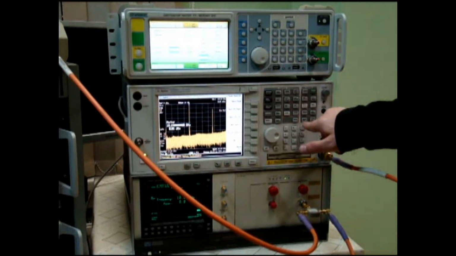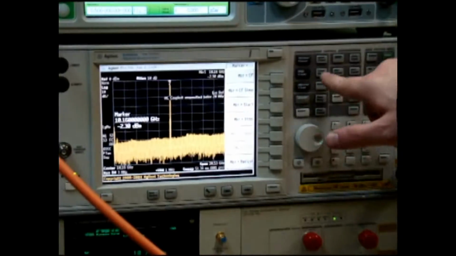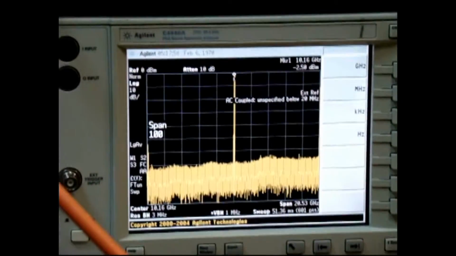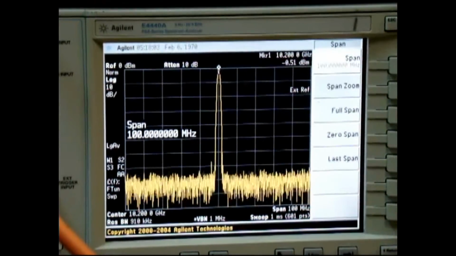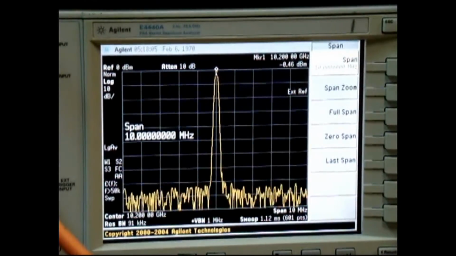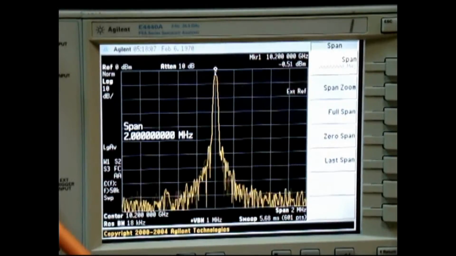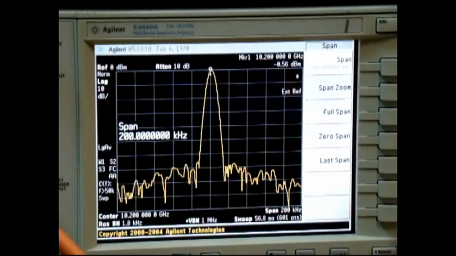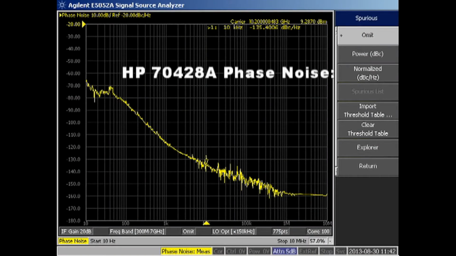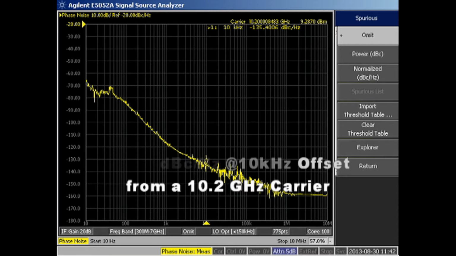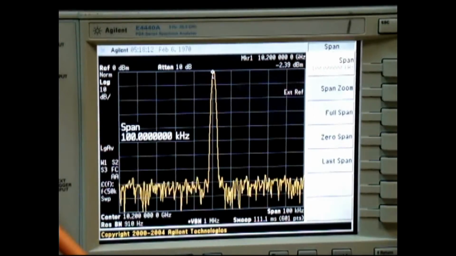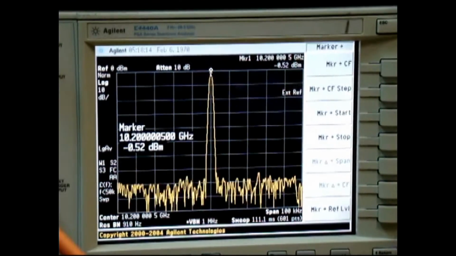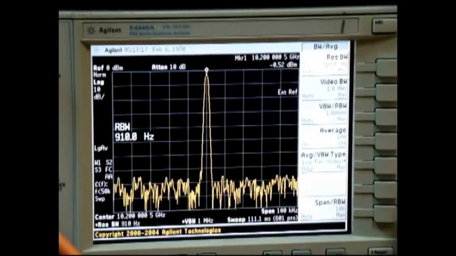So, the first measurement we are going to show is a single tone dynamic range measurement. For this measurement we will apply a spectrally pure 10.2 GHz signal from the HP70428A source through a power splitter to both analyzers. This test signal has a known phase noise value of lower than -130 dBc/Hz at 10 kHz offset. This should be low enough to reveal the phase noise of both analyzers in question, or in other words, their maximum single tone dynamic range.